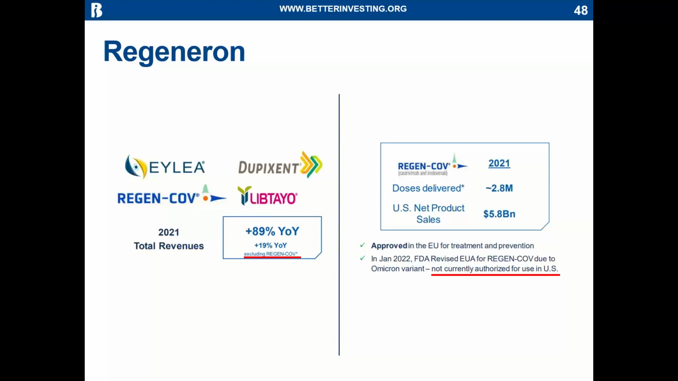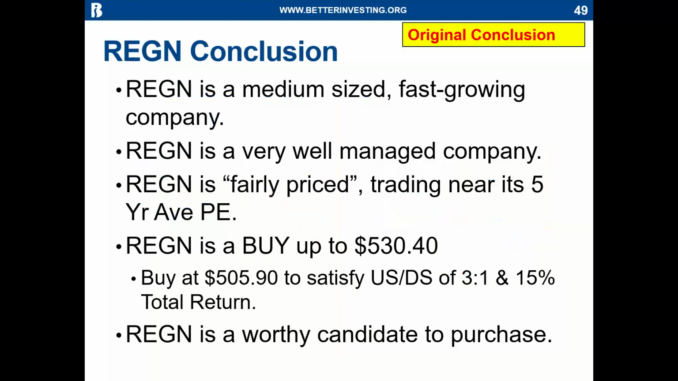However, in January of this year, the FDA revised its emergency use authorization for REGN due to the Omicron variant, and therefore it's no longer authorized for use in the United States. However, it is sold in European countries at this point. So this was one of the main impetuses for a lot of the downward projections from the analysts and the downward trending for Regeneron going forward. Next slide.